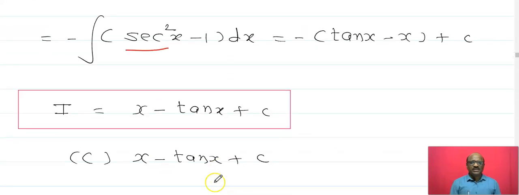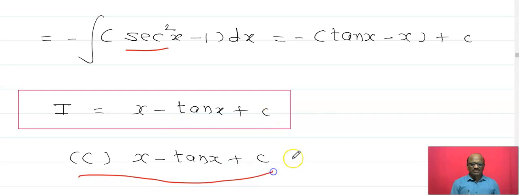Okay. That completes all these examples. I is equal to, therefore it is written in this fashion, I is equal to x minus tan of x plus c. Therefore option C is the correct one.